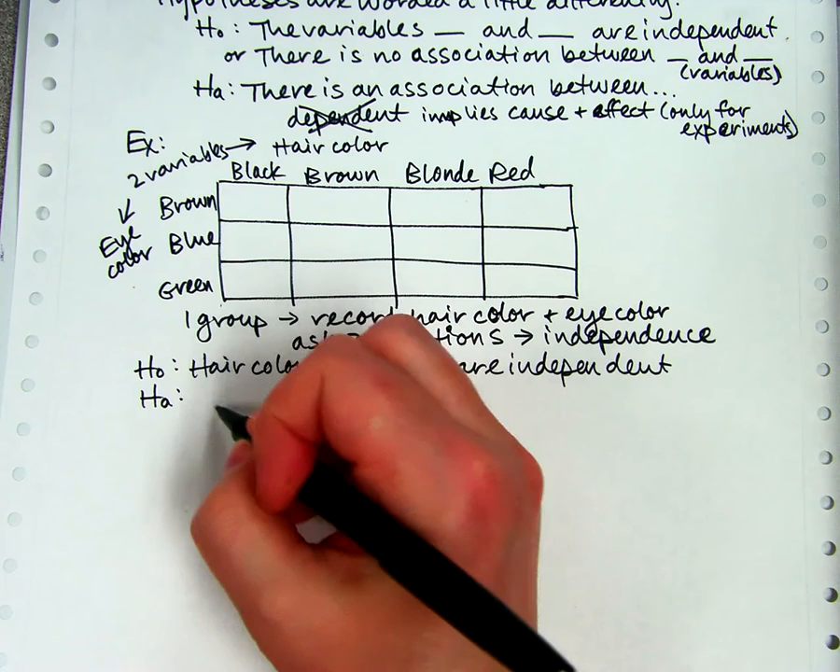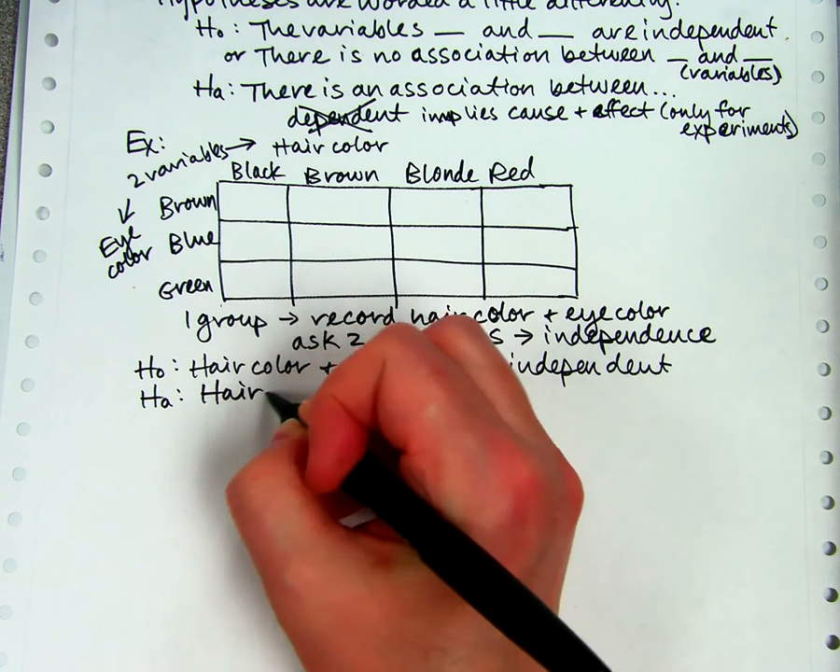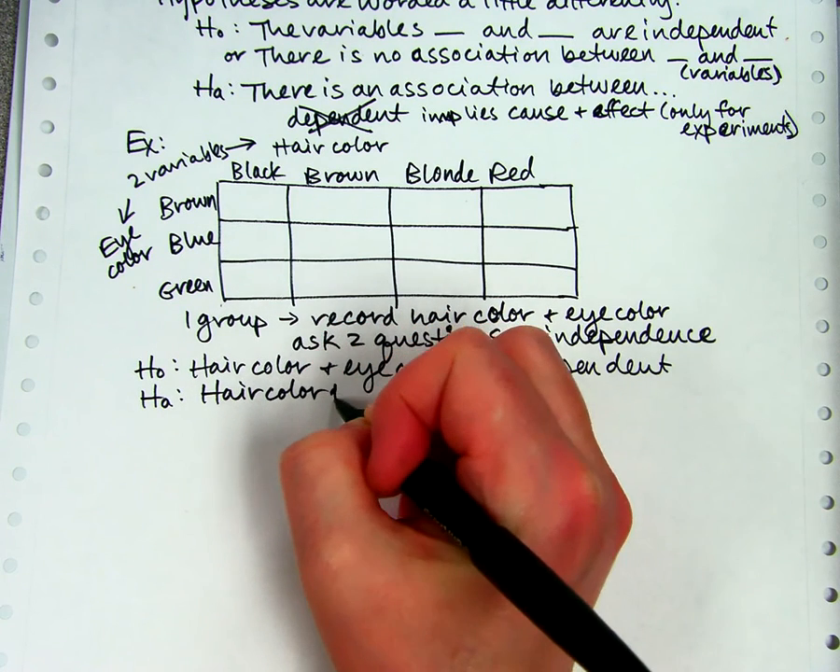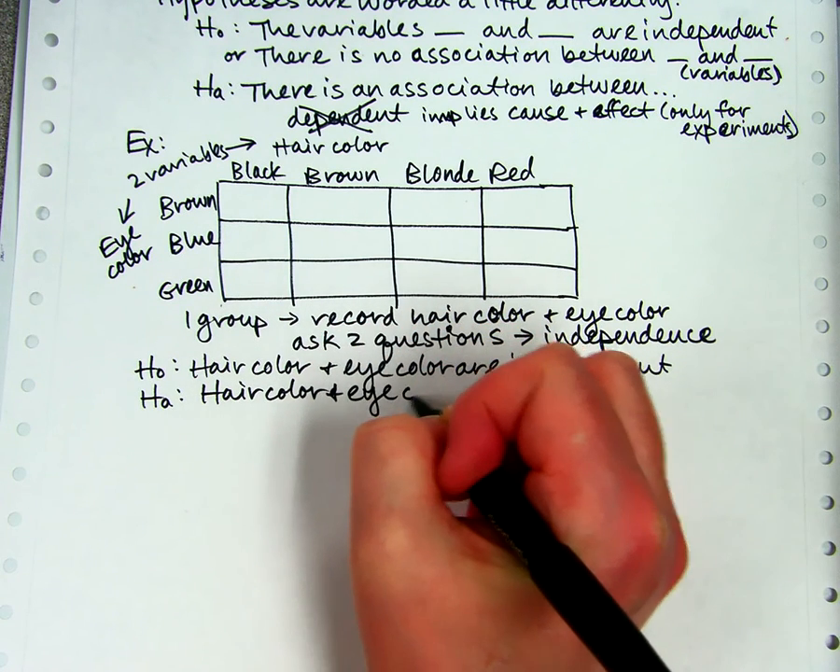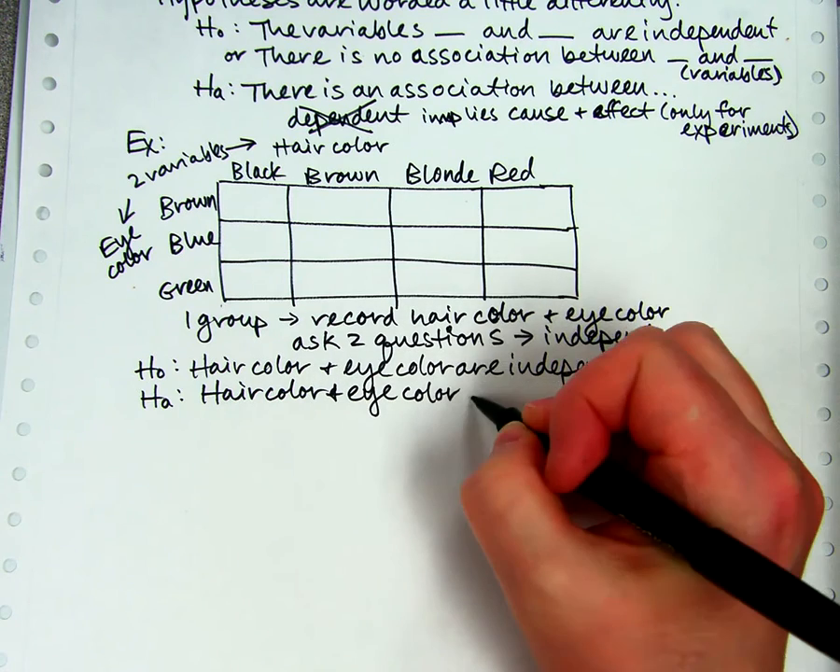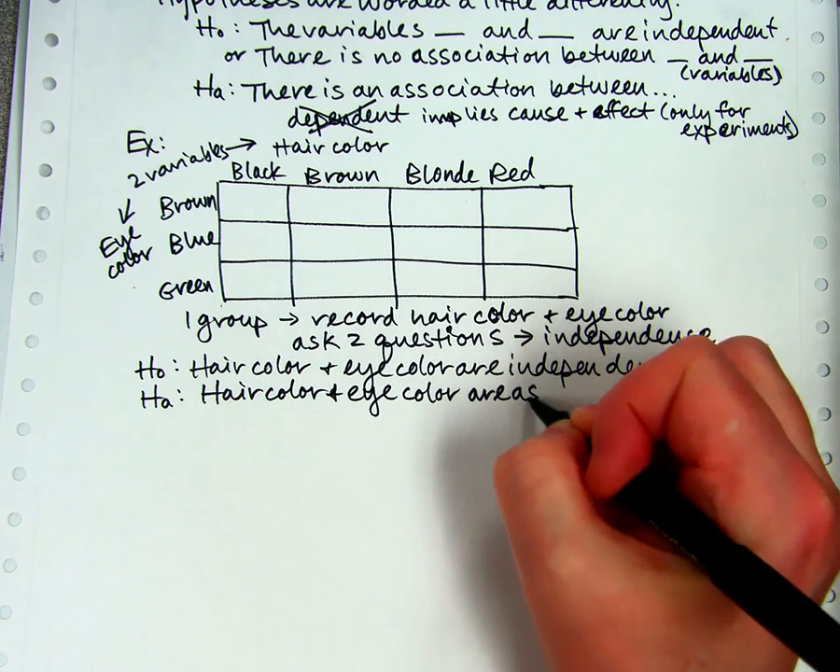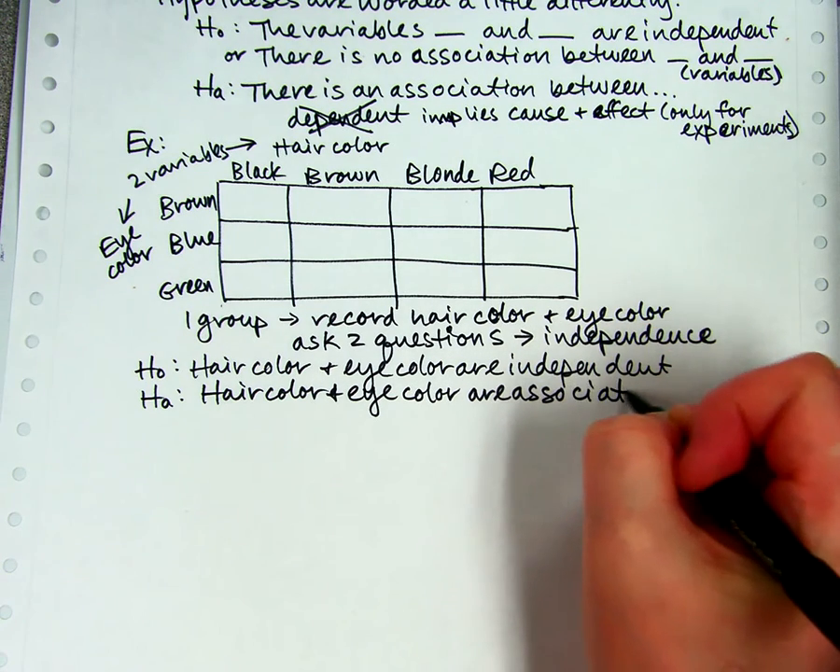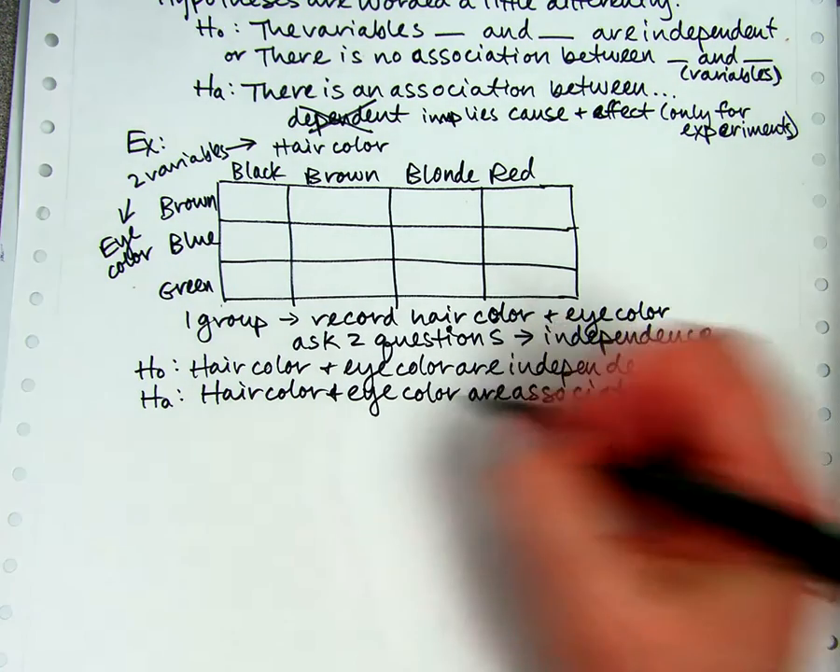And then the alternate is that hair color and eye color are associated. Let me finish writing this first. And really, that's all you have to say.